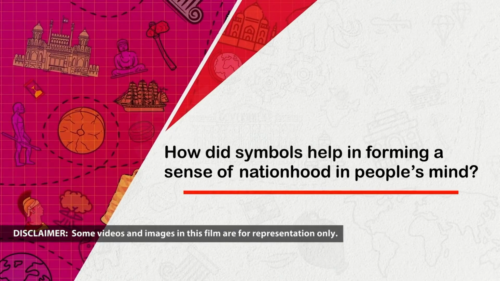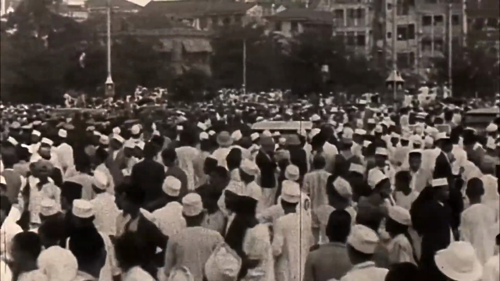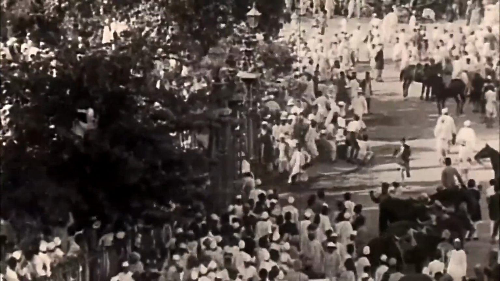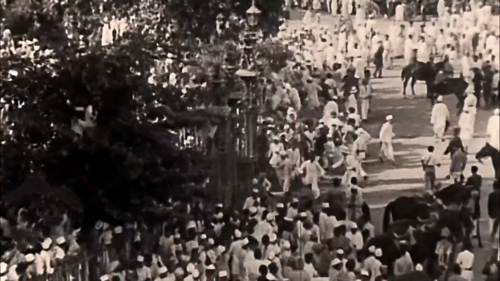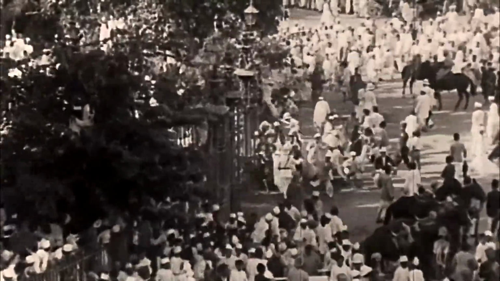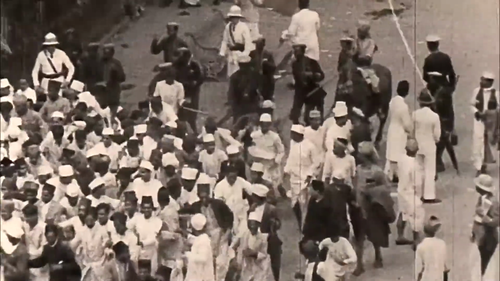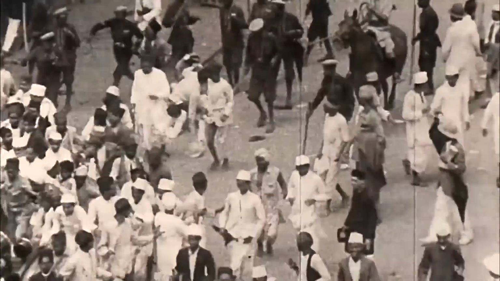How did symbols help in forming a sense of nationhood in people's minds? During India's struggle for independence, thousands of people had come together to fight for a united cause. But what had brought these people belonging to different religions, communities, and language groups to join forces?